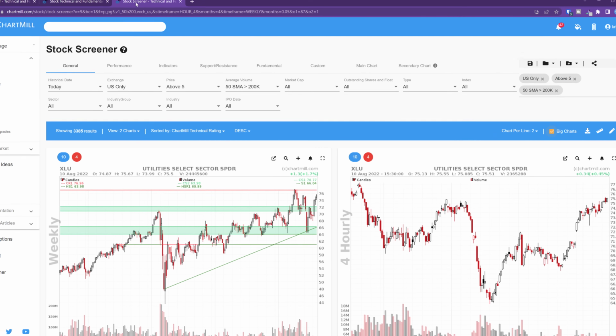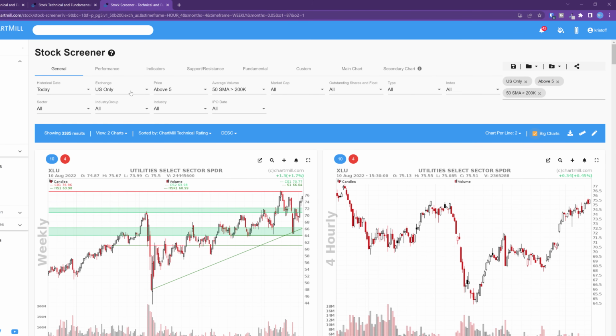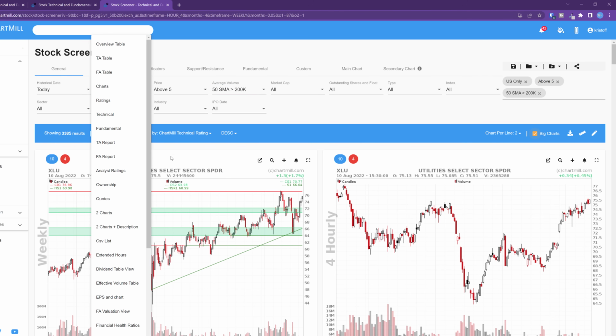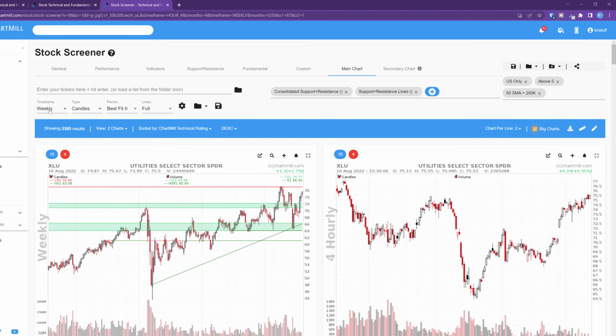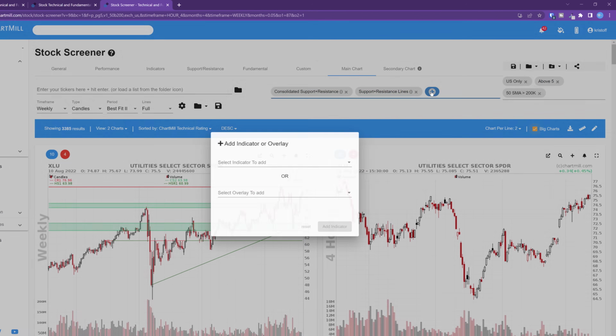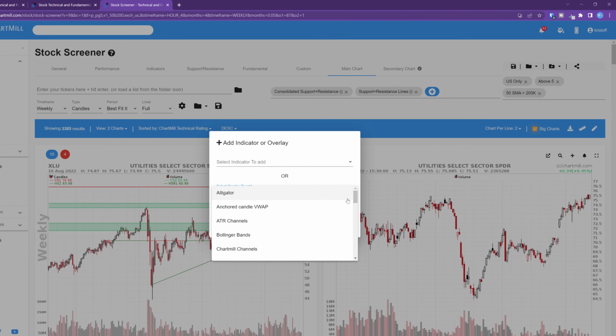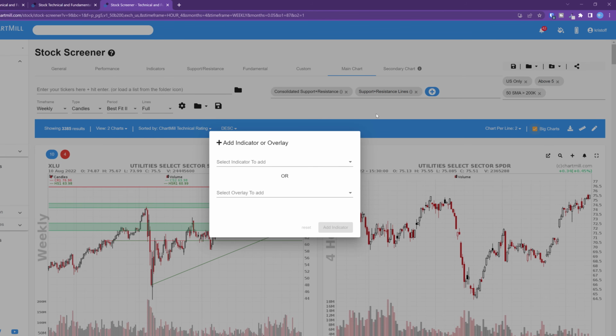For this example, I have already set some basic filters such as the region, the minimum price at which the shares must be listed, and the required minimum volume. Now first click in the blue bar next to the View section and select two charts from the drop-down menu. This way you'll get to see two charts of the same stock next to each other. Make sure that on the right side of the same blue bar the number of charts per line is set to 2. If that's done, you go to the tab Main Chart where you set a time frame on weekly. Via the blue plus sign, you then add the overlay Consolidated Support and Resistance and Support and Resistance lines. Set the time frame to best fit 2.